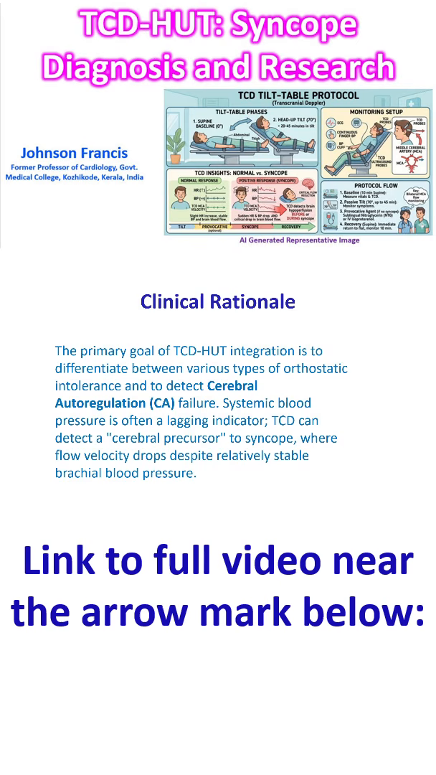The primary goal of TCD-HUT integration is to differentiate between various types of orthostatic intolerance and to detect cerebral autoregulation failure. Systemic blood pressure is often a lagging indicator. TCD can detect a cerebral precursor to syncope where flow velocity drops despite relatively stable brachial blood pressure.